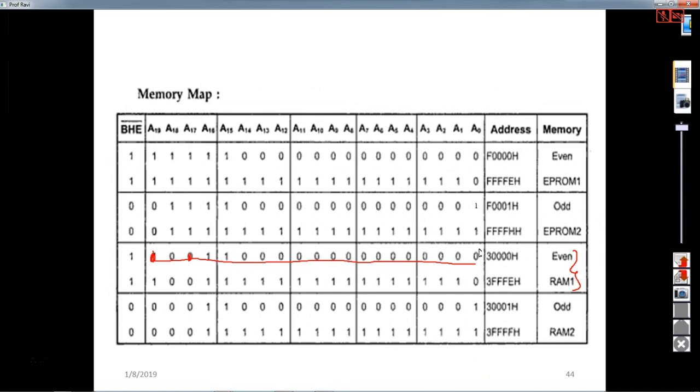A0 anyhow, A0 is connected to this lower bank. So it should start with all zeros to all Fs. Okay, all Fs. Right. So here all zeros to all Fs. And this will be 0, 0, 1, 1, 3. And this should be 0, 0, 1, 1. So this is A16, A17.